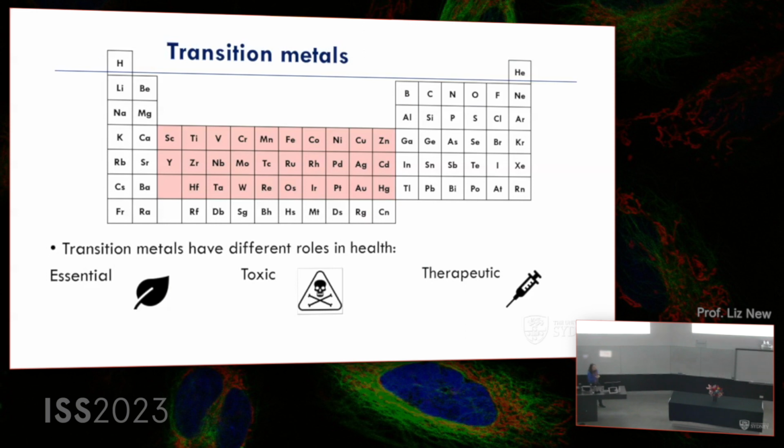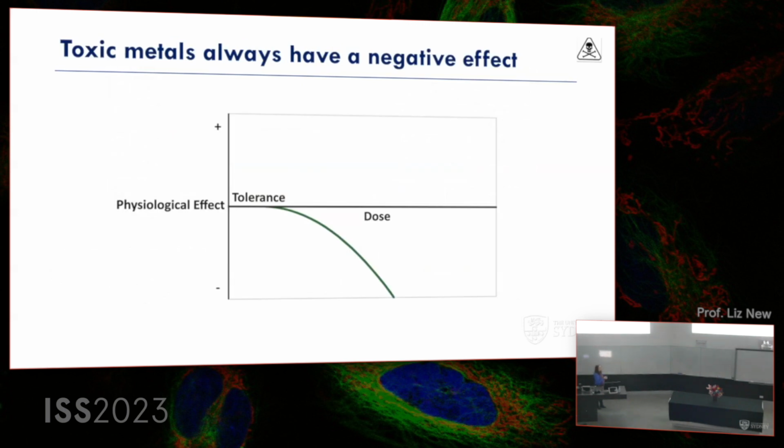I'm going to move on now to talk about toxic metals and why we might want to sense them. So this is the dose-response curve for a toxic metal. That is, under no circumstances does it have a positive effect on health. There is a region where we can tolerate toxic metals, and then at every other concentration it has a negative effect.